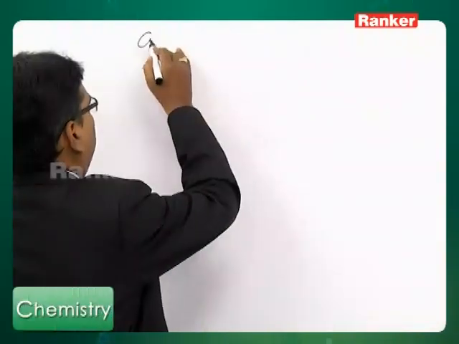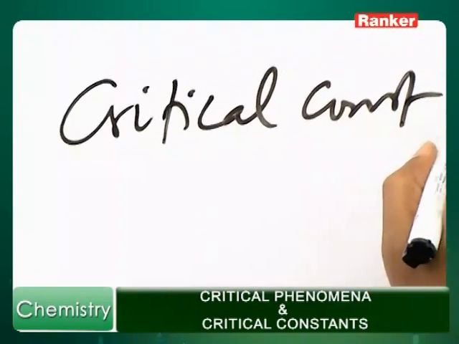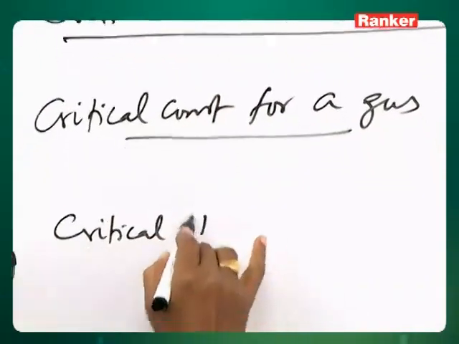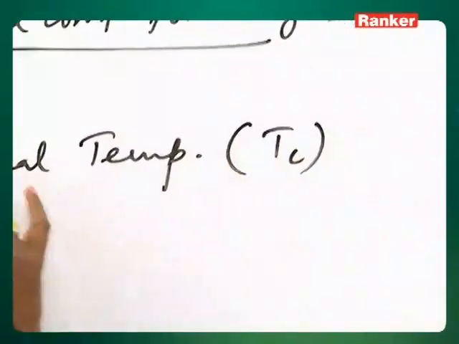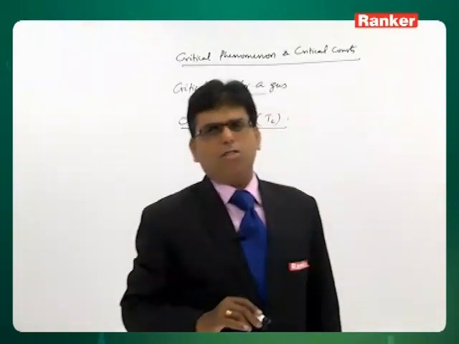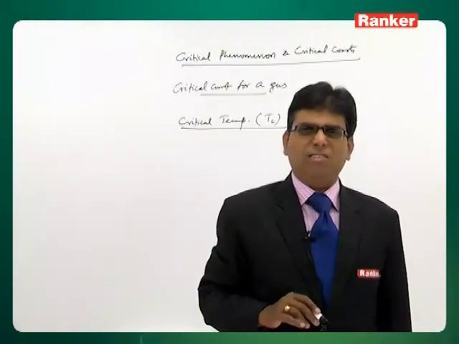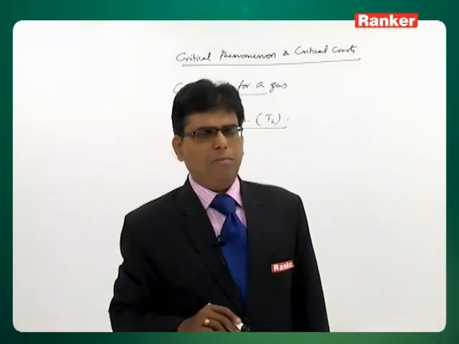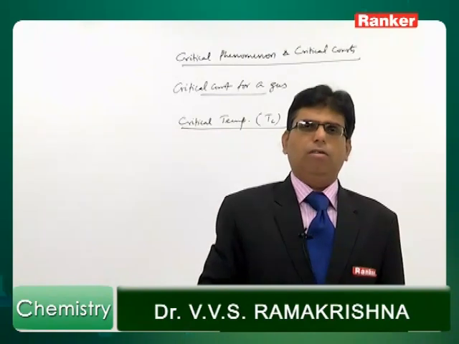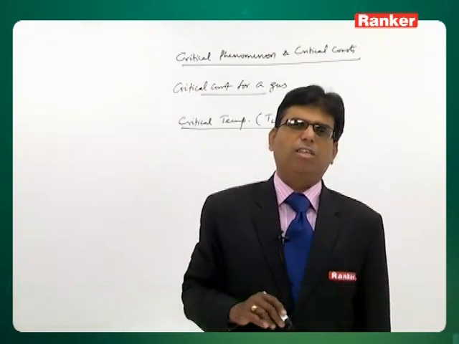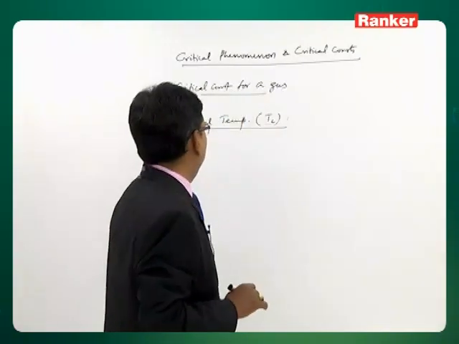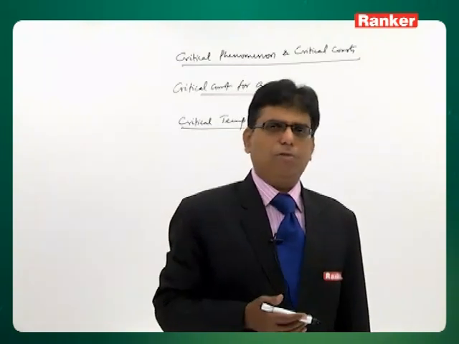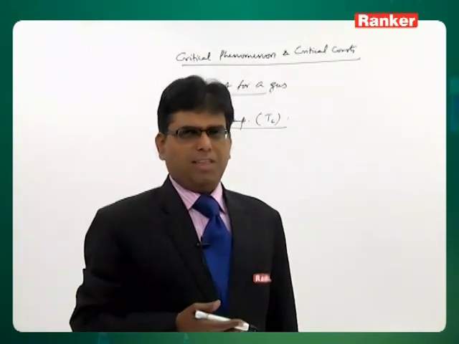So, critical constants for a gas. First, critical temperature Tc. By using the van der Waals constants A and B, the critical constants for all different gases have been determined. From that, a generalized formula to determine the critical temperature, critical pressure and critical volume was given. First, let us see about this critical temperature. Just now we discussed that for carbon dioxide the critical temperature is about 31.2, right. How do we get it?